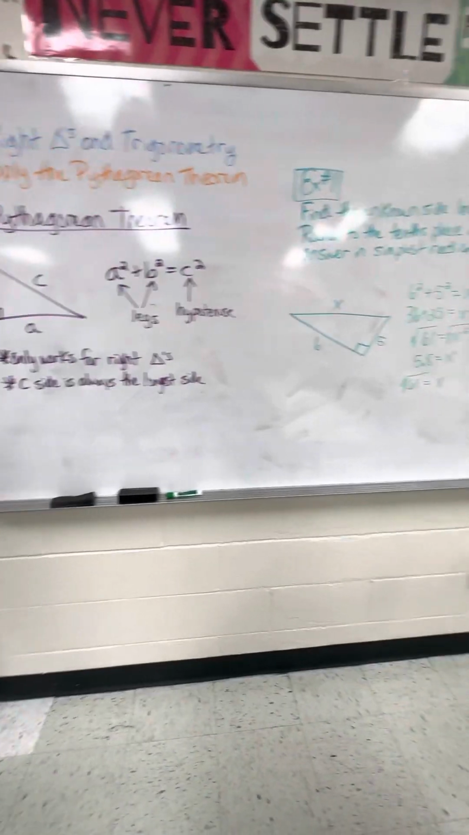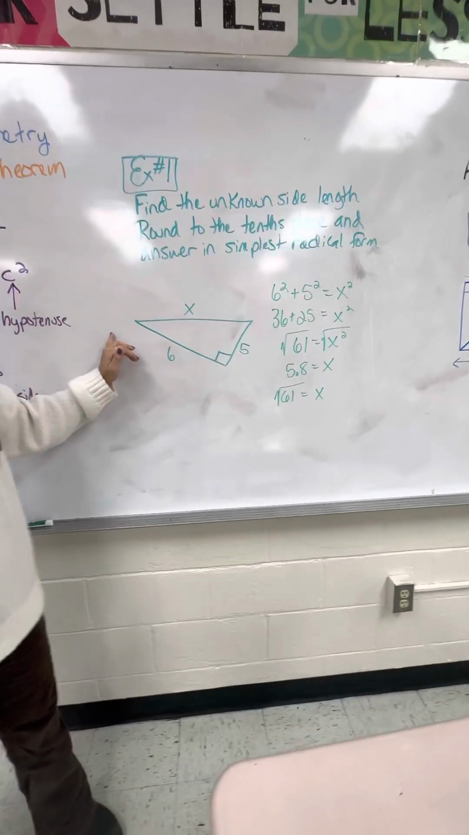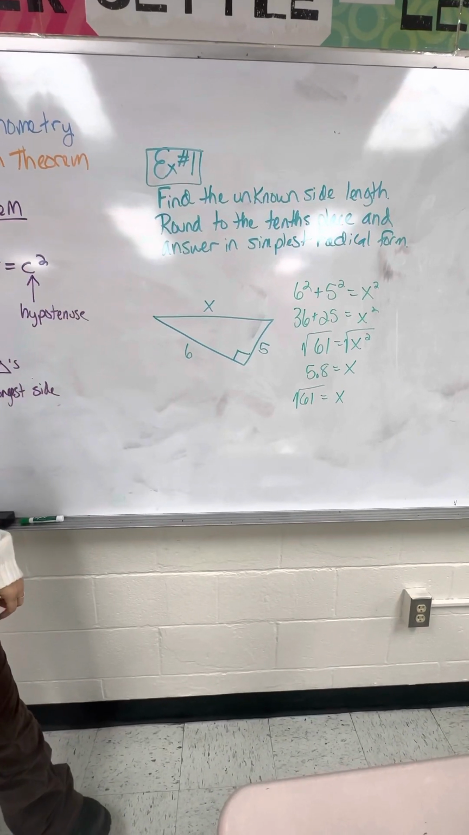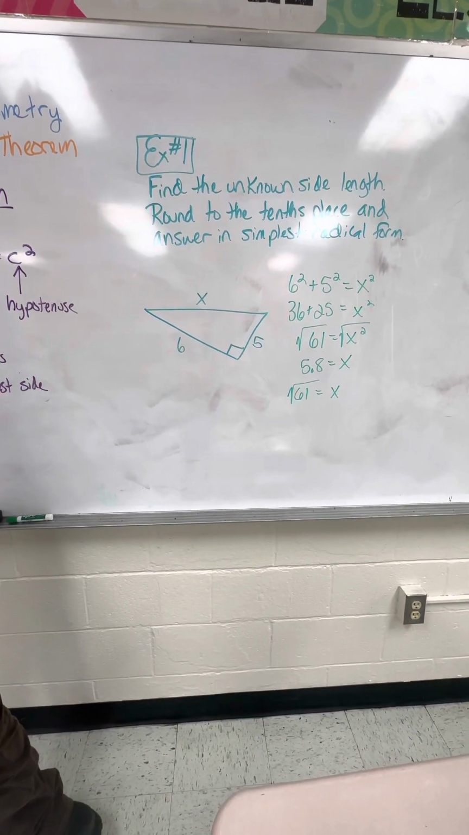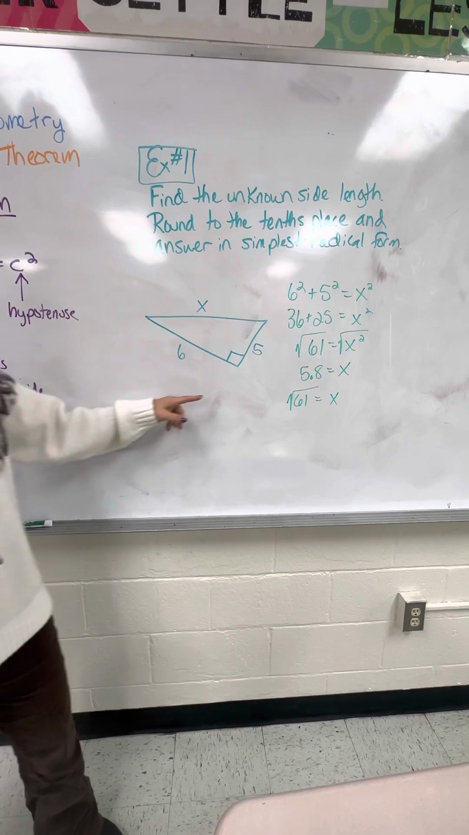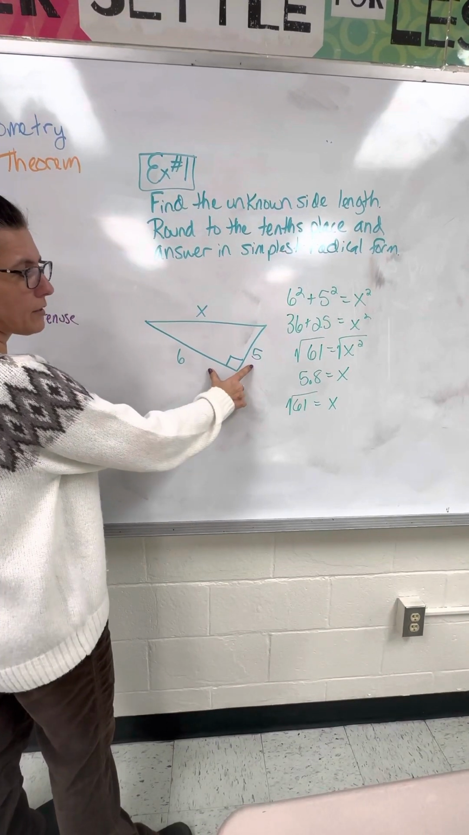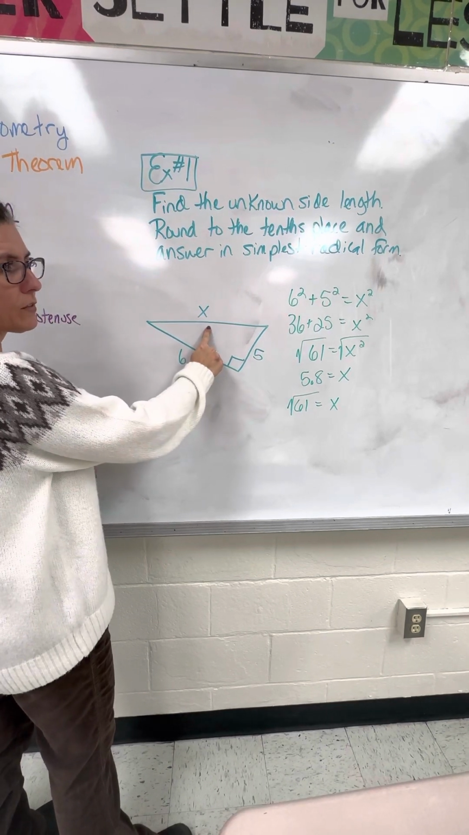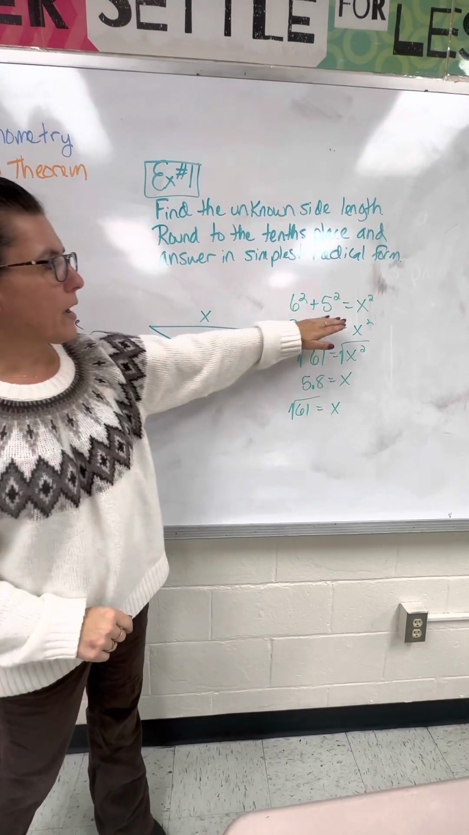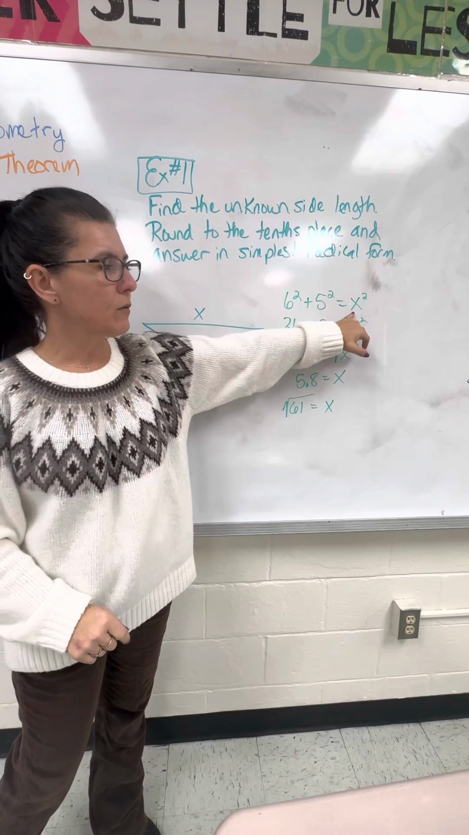So let's look at some examples here. A basic example here, it says find the unknown side length, round your answer to the 10th place and simplest radical form. So this is a really basic problem. Notice that our legs, 6 and 5, are the legs, the hypotenuse is your x value. So when I plug this into the Pythagorean theorem, 6 squared plus 5 squared equals x squared.